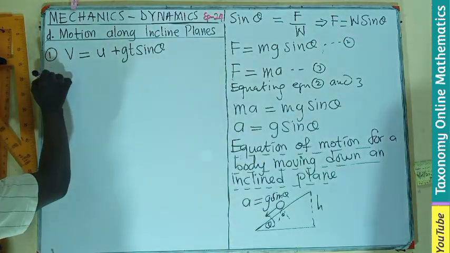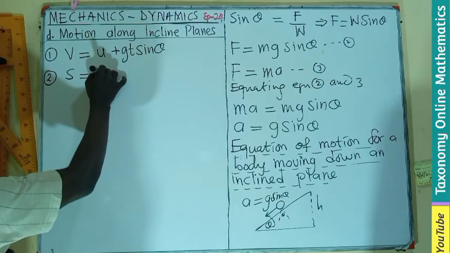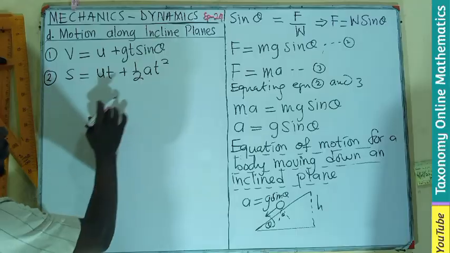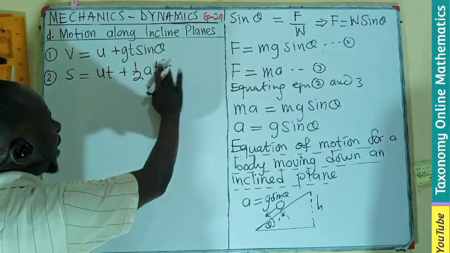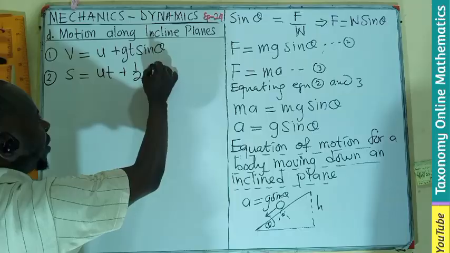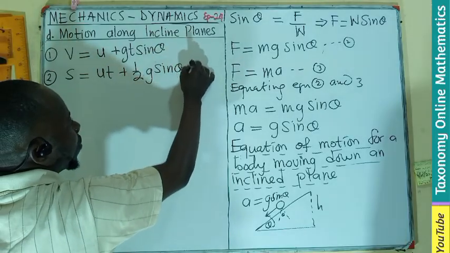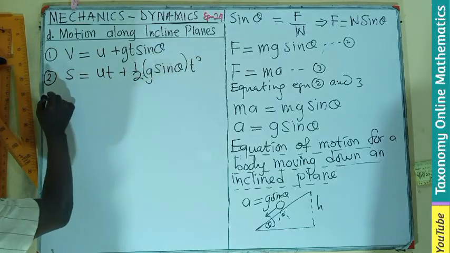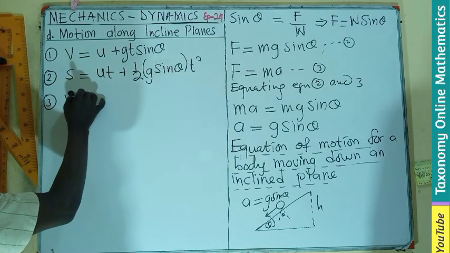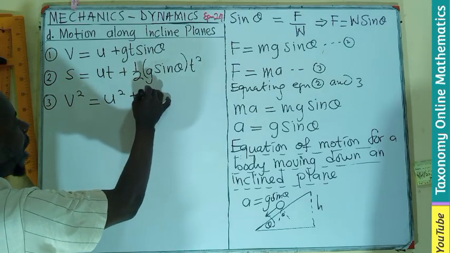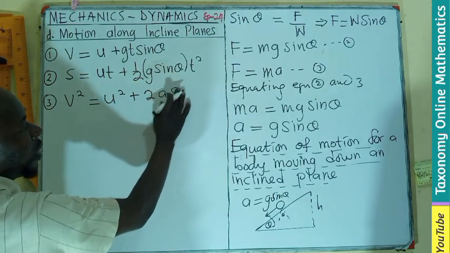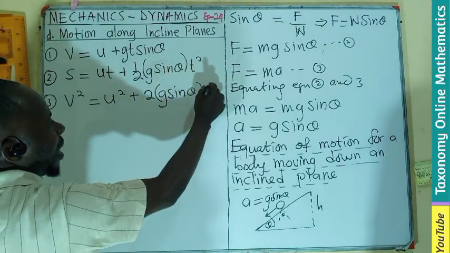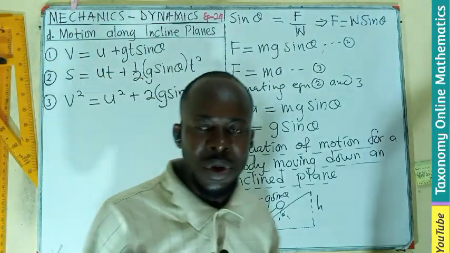The second equation, which we know to be S equals UT plus half AT squared. I am writing it first before we remove the A, which is now going to be g sine theta times T squared. So let me put this in a bracket. You solve this, multiply by half, go that side. Then equation 3 is V squared equals U squared plus 2AS. So A is going to become g sine theta multiplied by S. So this is the equation of motion.